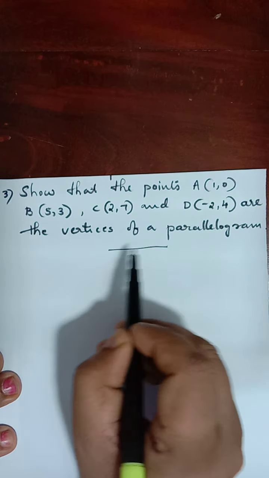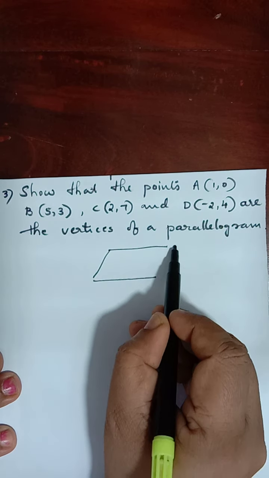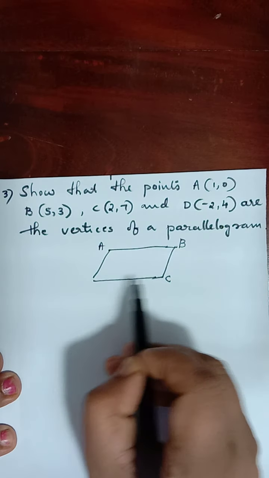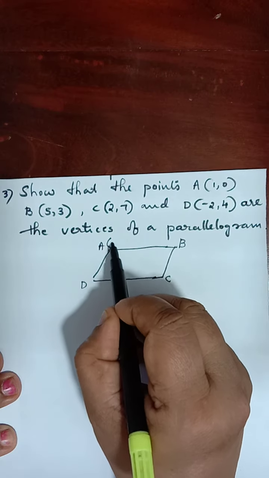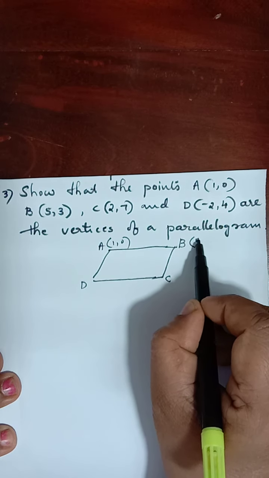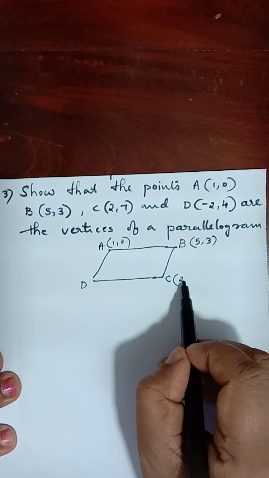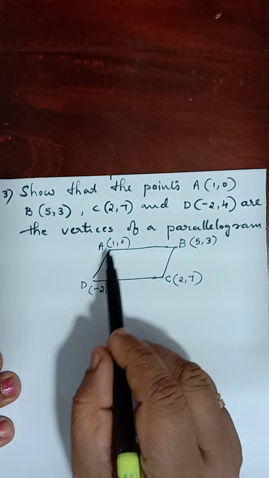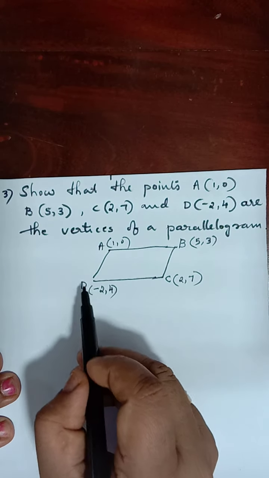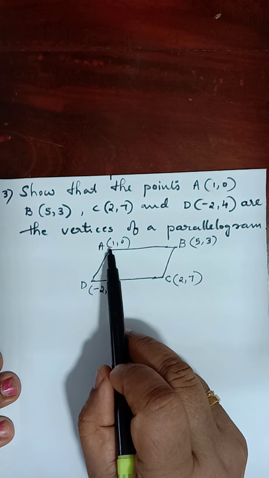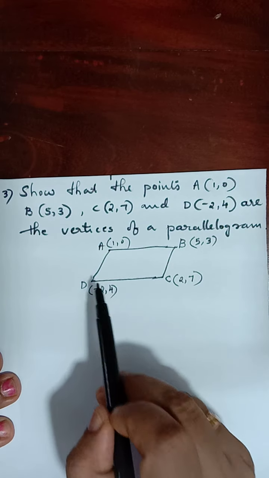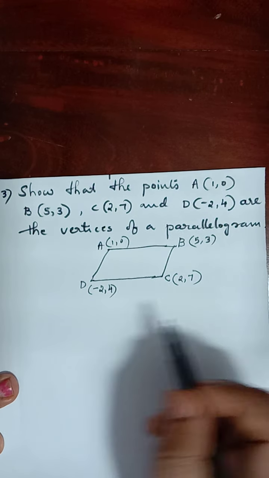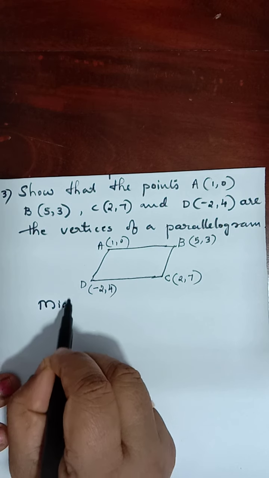Now we will draw the figure, so it will be very clear for you. We are drawing a parallelogram and we will mark it as A, B, C, D. In the order we have to give A coordinate 1, 0, B coordinate 5, 3, C it is 2, 7 and D it is negative 2, 4. It should be in the clockwise or anti-clockwise direction. Mark it in the proper order A, B, C, D. After A and B, C should not come here. Now we have to find the midpoint of AC.